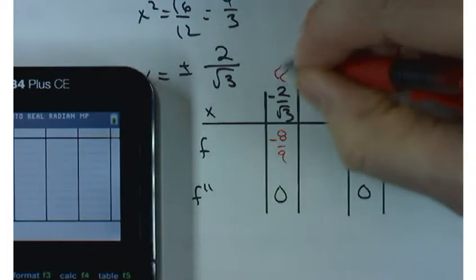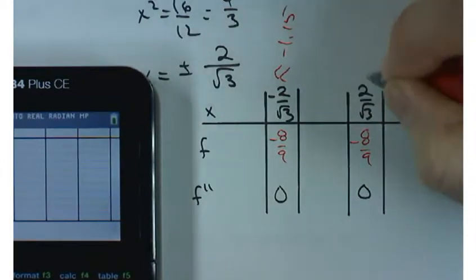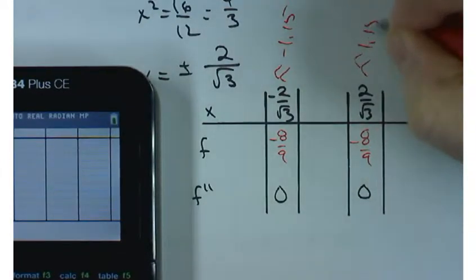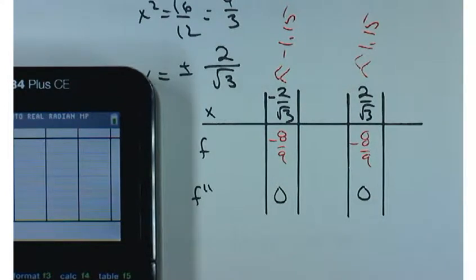Now, that's a little bit harder. Let's keep in mind that this is about negative 1.15. This is about 1.15. So, Katie, what would be some good test points I can use around these? Sure. -2, 0, and 2. Sure.